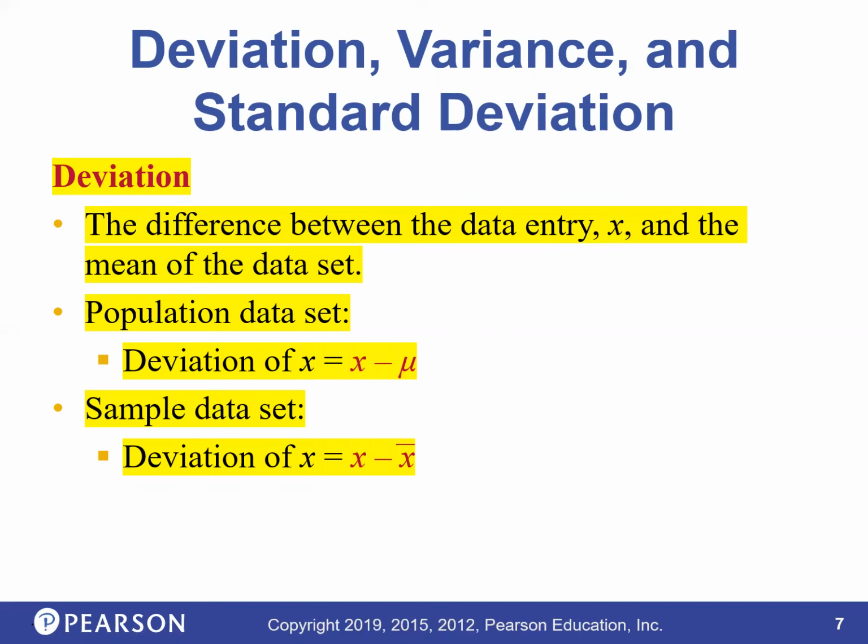All right. For the population set, deviation from x would be x minus mu. Deviation for the sample set would just be x minus x bar. Of course, we're going to calculate some of this. Okay, next, some writing here for you guys. Okay, so that's the first set. That's the deviation. Now let's get to the formulas.